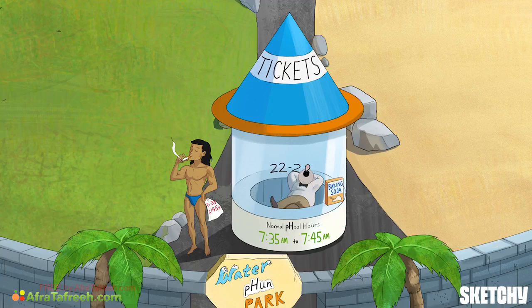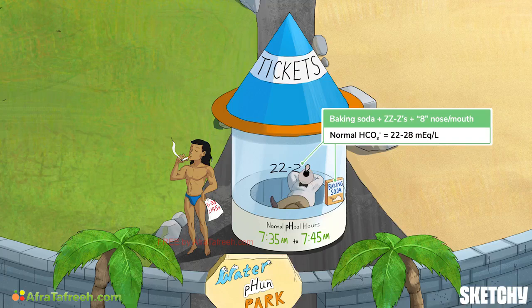Looks like the day started way too early for this snoozing ticket clerk. He's catching some serious open-mouthed disease while cozied up next to a box of baking soda, our recurring symbol for bicarbonate, to help you remember that the normal range for plasma bicarbonate is 22 to 28 milliequivalents per liter.